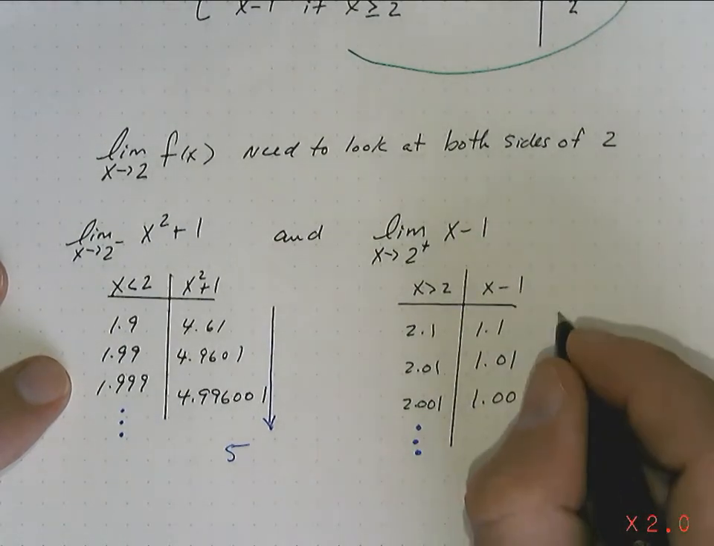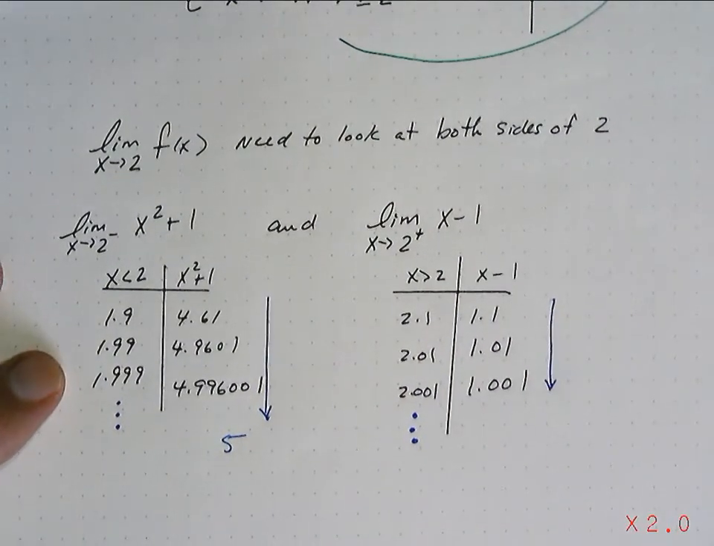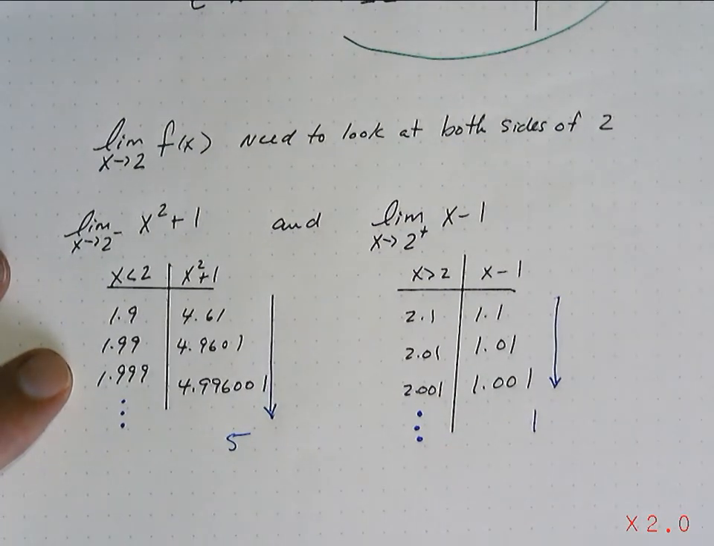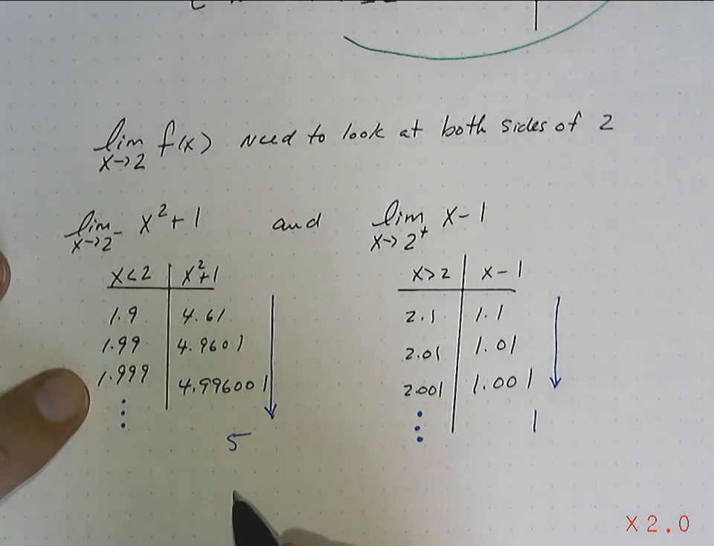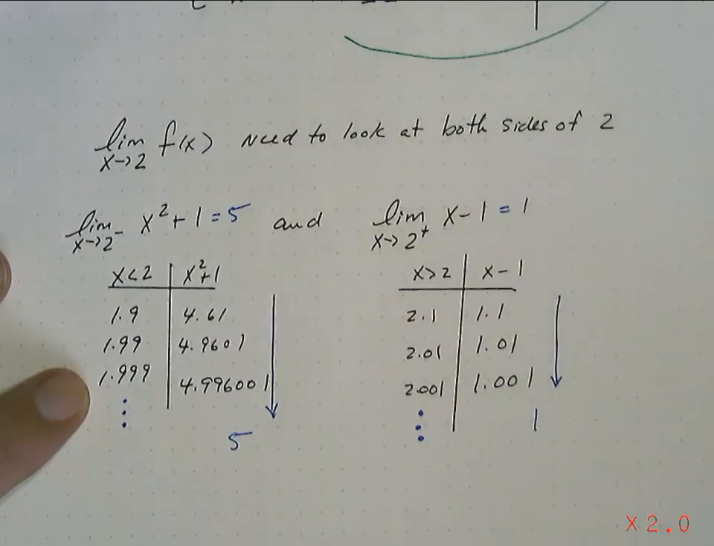Be my guest. You and Zeno will deserve each other. You can keep going half the distance and half the distance and half the distance. But we know that this is approaching 1. So, the left-handed limit equals 5. The right-handed limit equals 1. What does that mean for the two-sided limit?